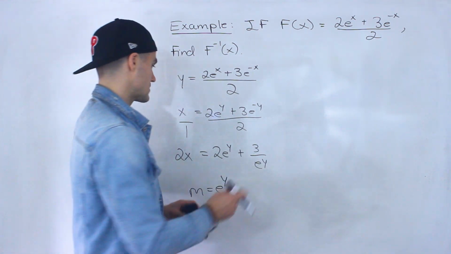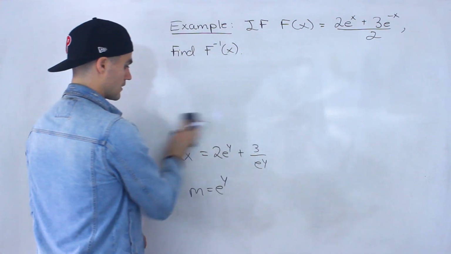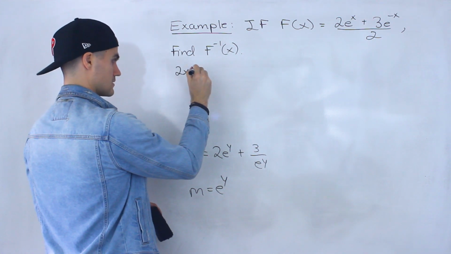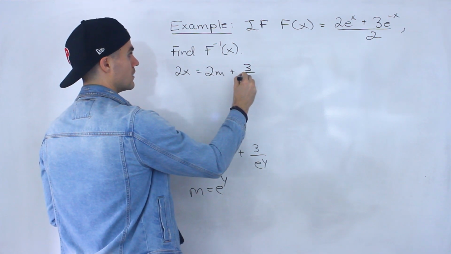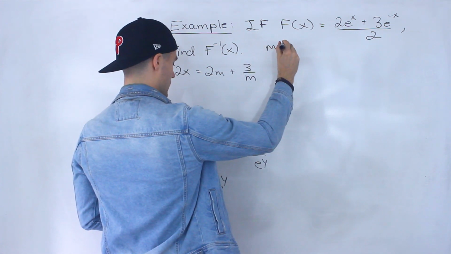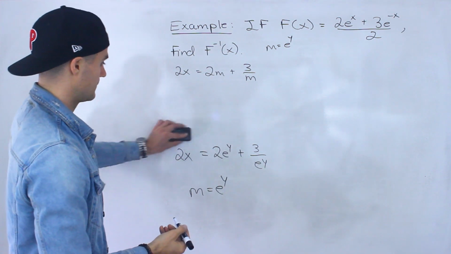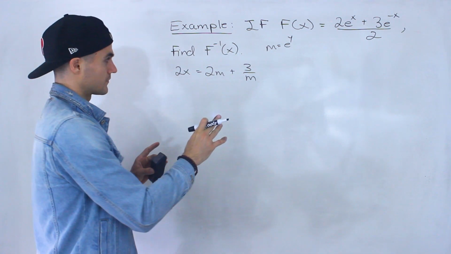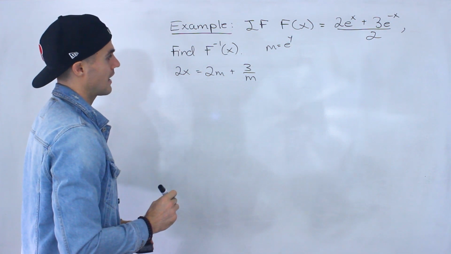So I'm going to rewrite this here, because I feel like I'm going to need a lot of room. I'm going to rewrite this as 2x equals 2m plus 3 over m, and I'm going to make a note over here that I let m equal e to the y. Right, so now it looks a little bit better, right? There are no exponents to deal with. We just have to isolate for this m. The question is, how do we do that?